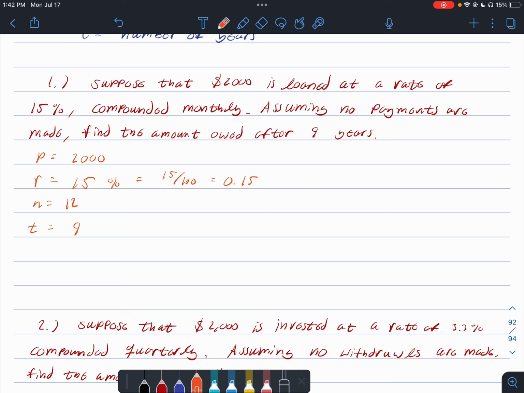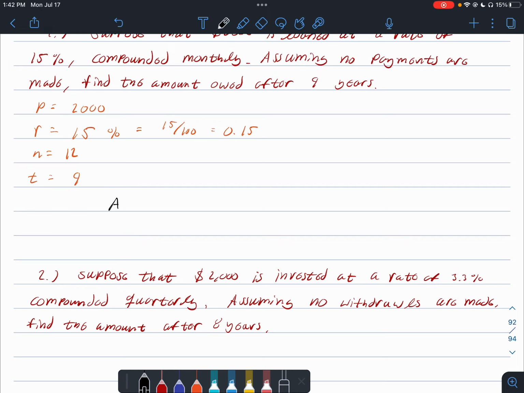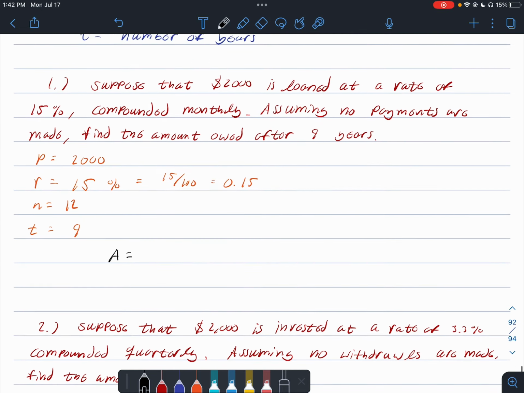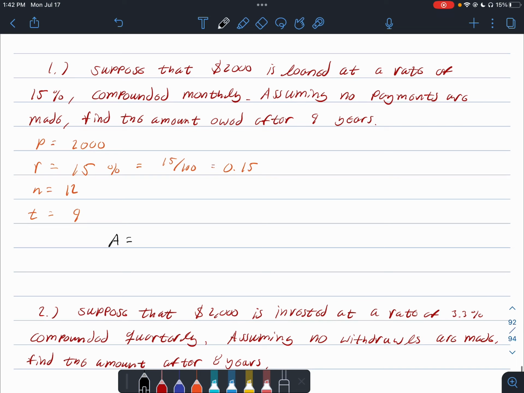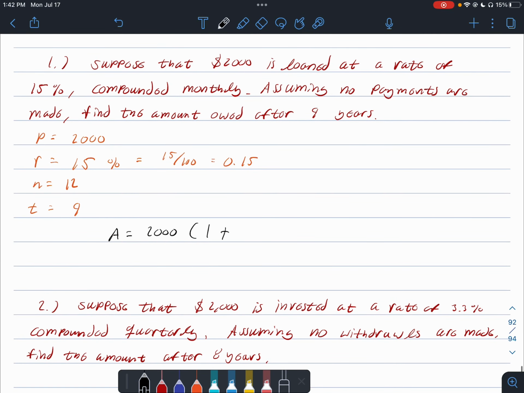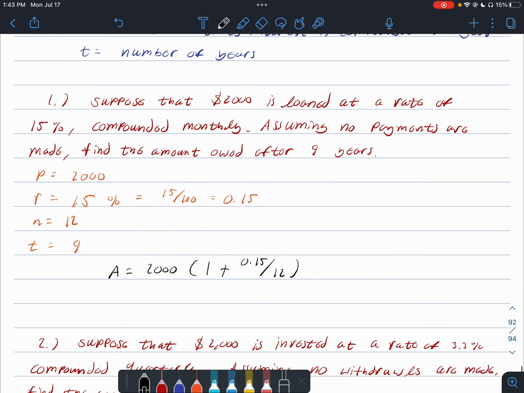Okay, so let's take all of this information and plug it into this formula. So the amount that we're going to owe after 9 years, A, is going to be equal to P, which we said was $2,000, times (1 plus R divided by N). So we'll have 0.15 divided by 12, okay? Times, or to the N times T. So it'd be to the 12 times 9.